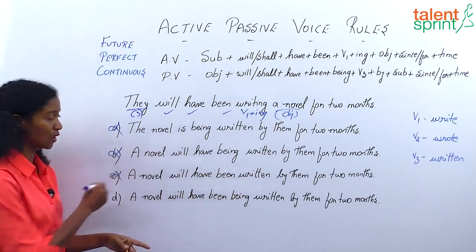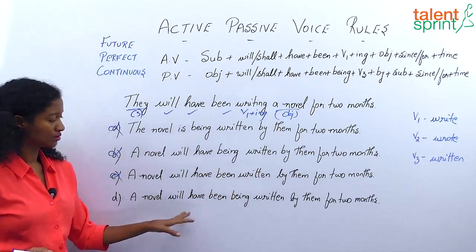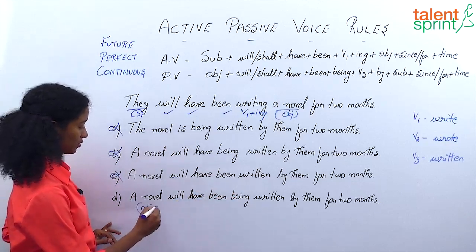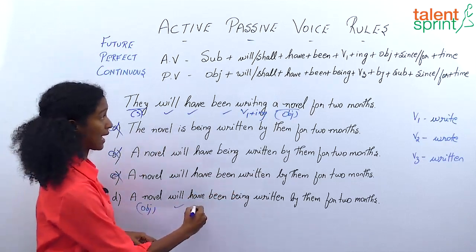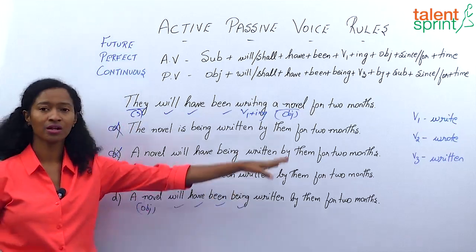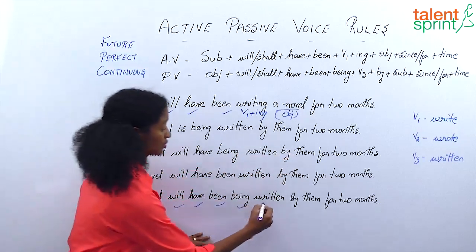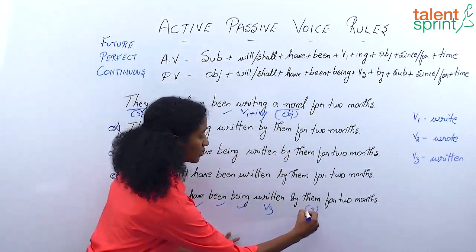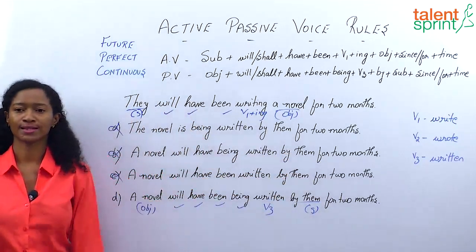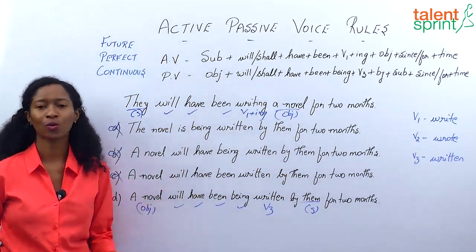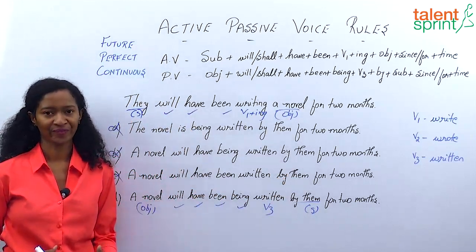So out. A novel will, so our novel is the object, will, yes, have, yes, been, yes, being, yes, verb 3, written: write, wrote, written, by them, our subject, for 2 months. So our answer is option D. It meets the required passive construction.